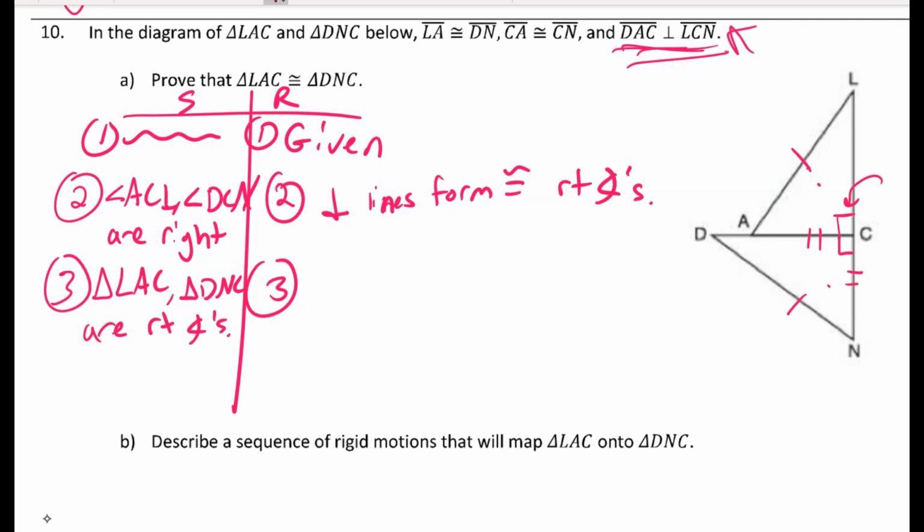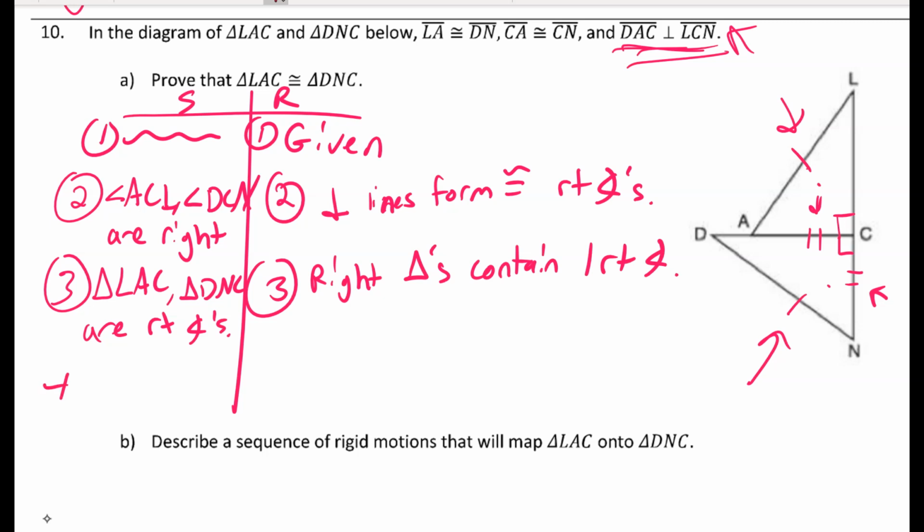Now, this might seem a little redundant, but the reason I'm saying that these are right triangles is because if I could state that they're right triangles, I have two hypotenuses that are the same and two legs that are the same, so I can prove these triangles are congruent by hypotenuse leg. So why are they right triangles? Right triangles contain one right angle. And that's enough. So now I could say the triangle LAC is congruent to triangle DNC by hypotenuse leg.